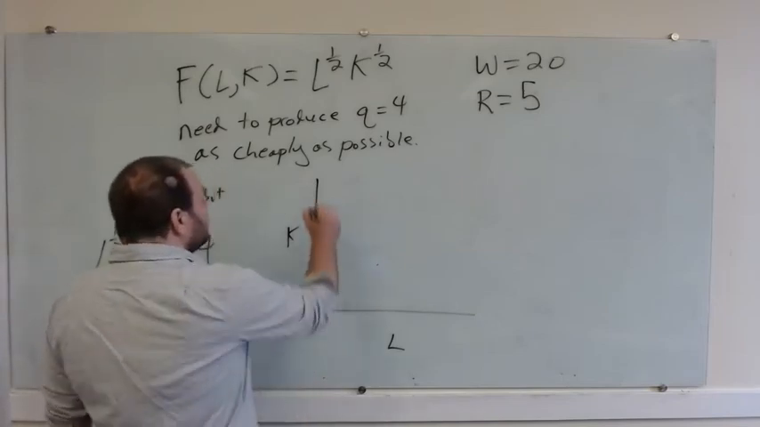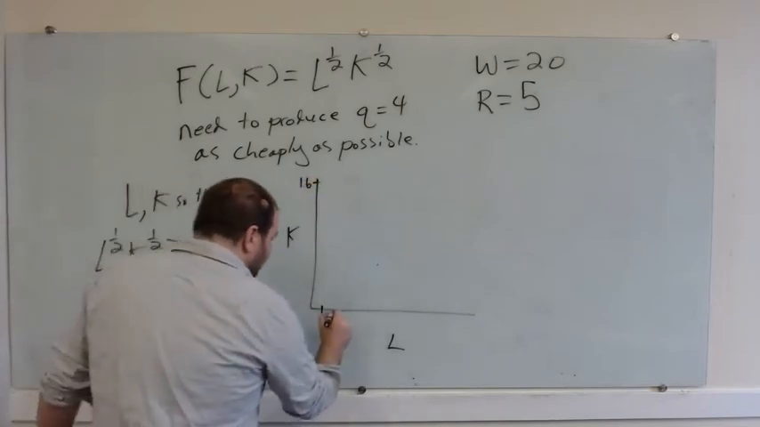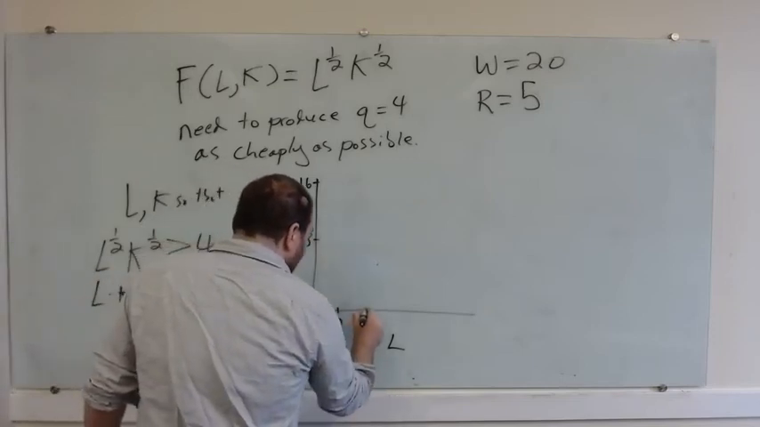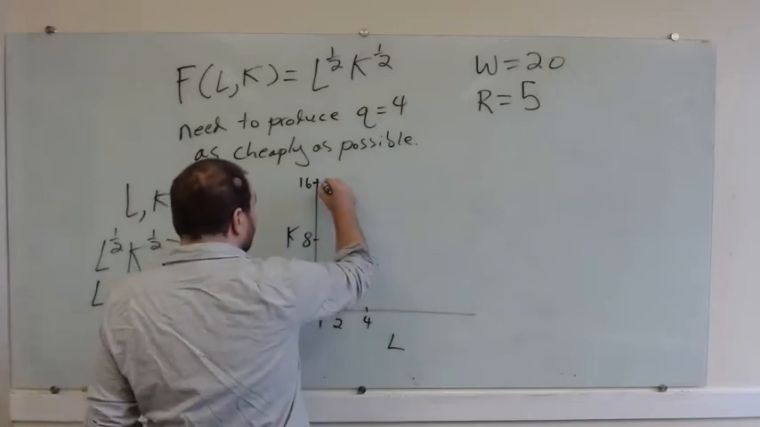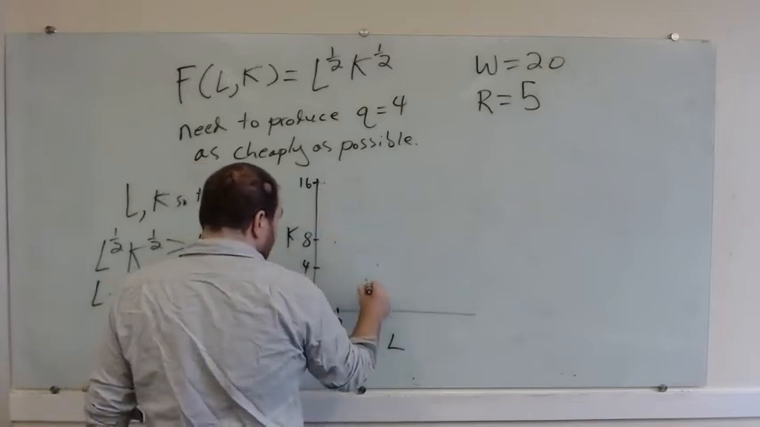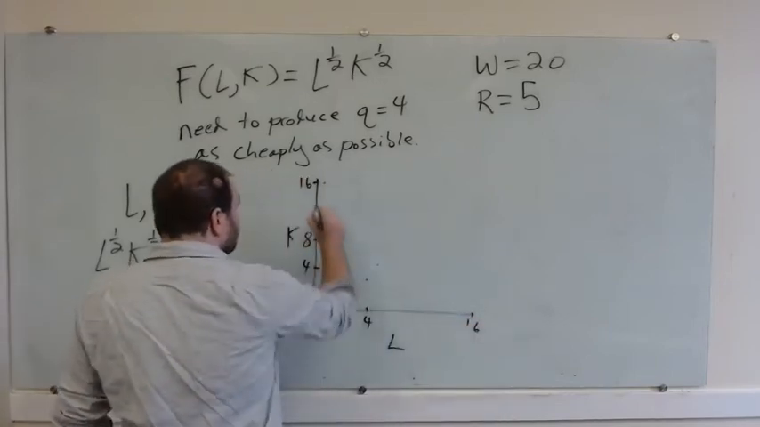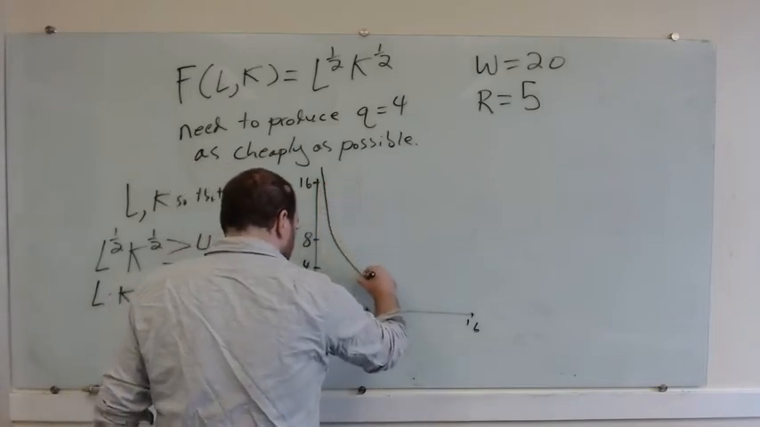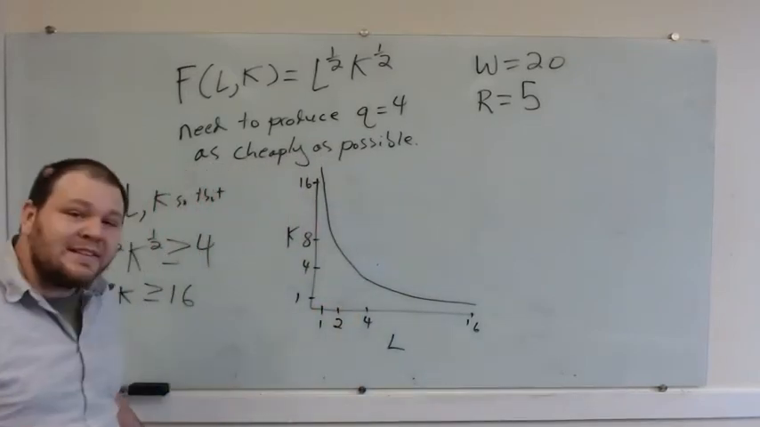So if L was 1, for example, K would have to be 16. If L was 2, K would have to be 8. If L was 4, K would have to be 4, and so on and so forth. If L was 16, K would have to be 1. So if we graph this thing, we'll end up with some nice curve like this.